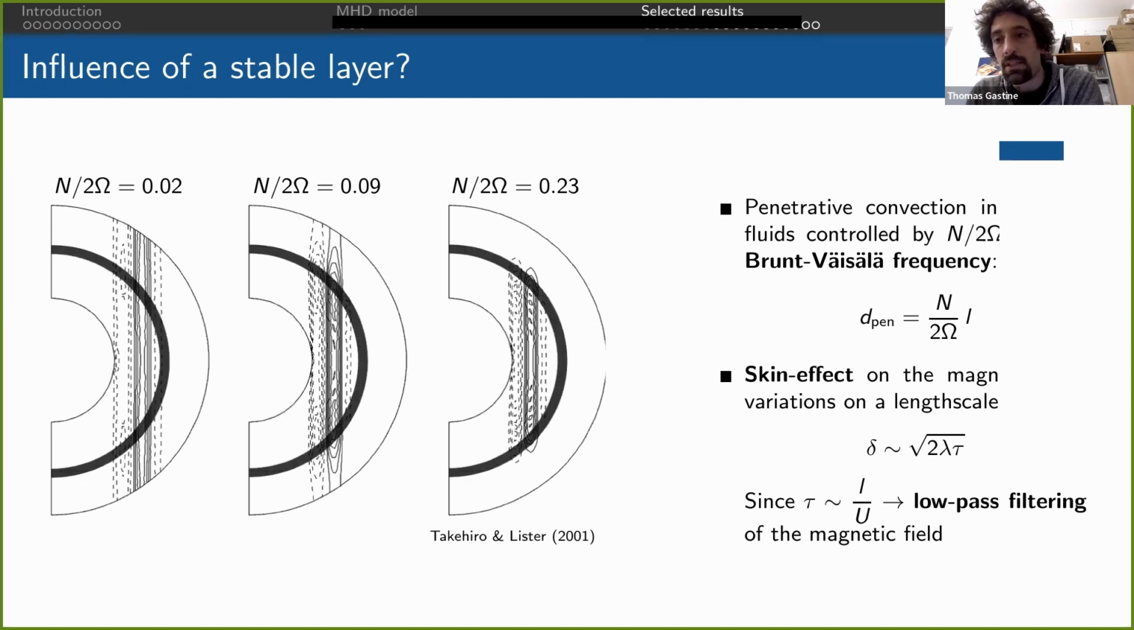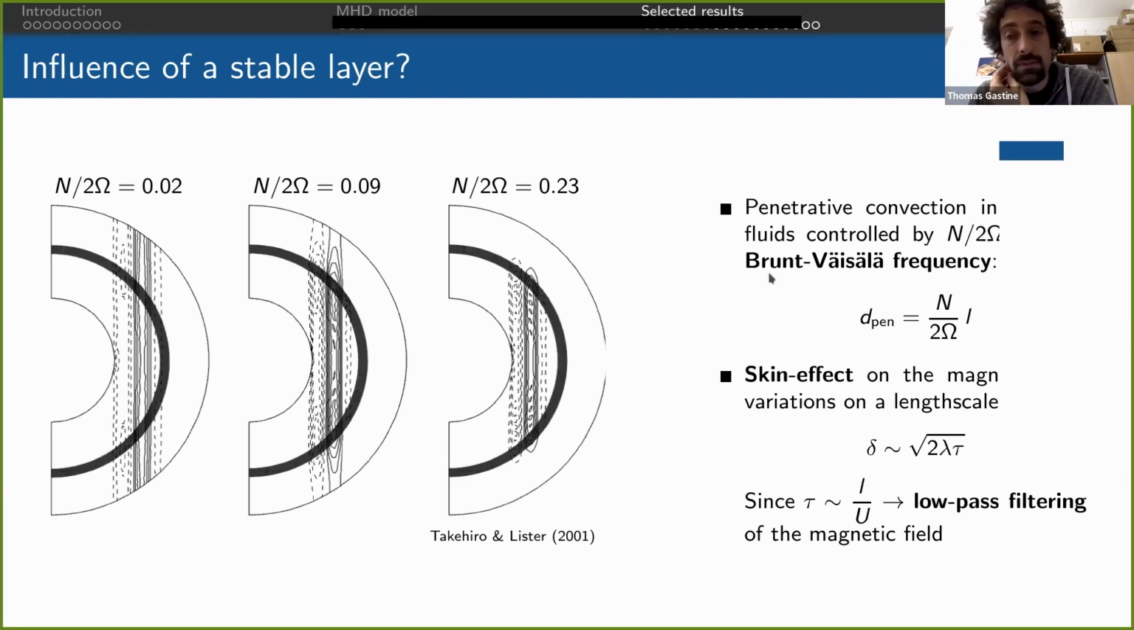Furthermore, they derive a scaling relation for the distance of penetration of the convective feature into the upper stably stratified layer in this case. And they show that this distance is proportional to N over omega and proportional as well to L, L being the typical length scale of the convective eddies which are impinging into the stable layer. Okay, so that's the first dynamical aspect you can expect here.